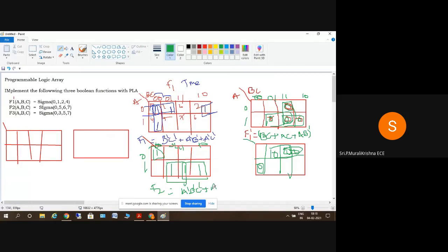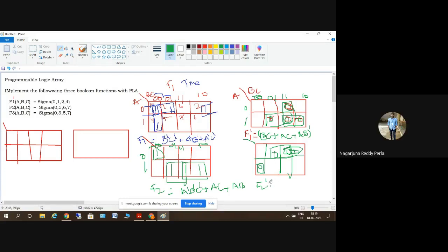It is like A. So what is this value here? So A and these two combinations are taken here. So it is AC and this is AB. AB plus AC. Okay, and F2 bar.